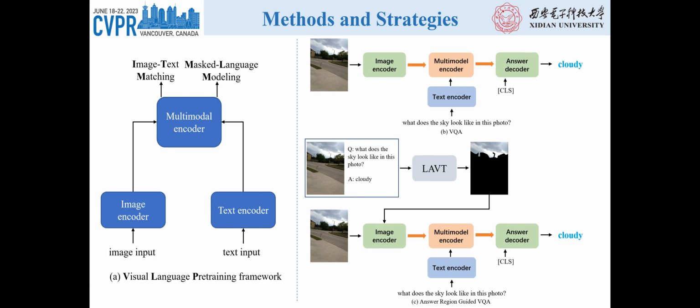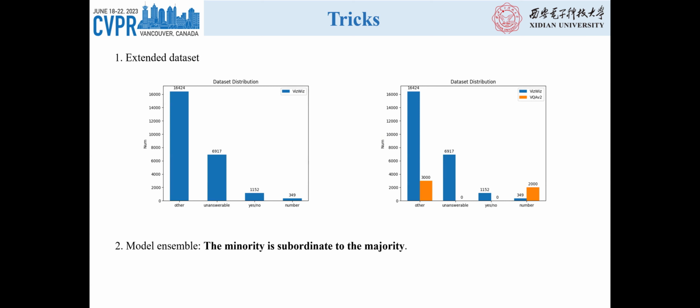In addition, the types of questions in the training dataset are unbalanced. Therefore, we expand the VizWiz dataset by selecting image-text pairs with the same answer from the VQA v2 dataset, and at the same time equalize the distribution. Finally, we ensemble the models based on pre-sampling of the minority and subordination to the majority.